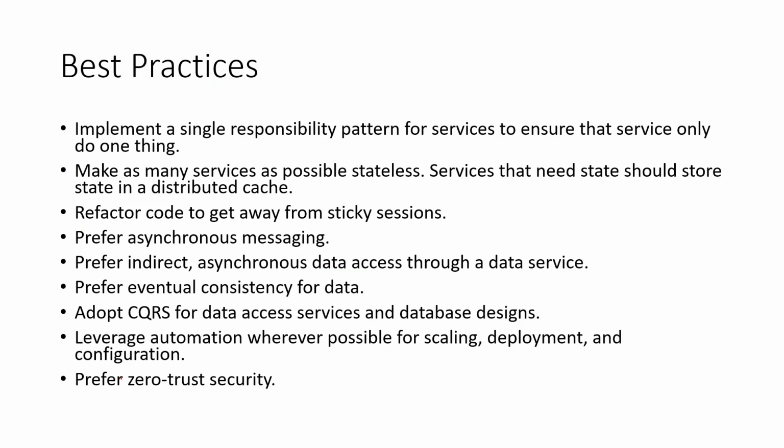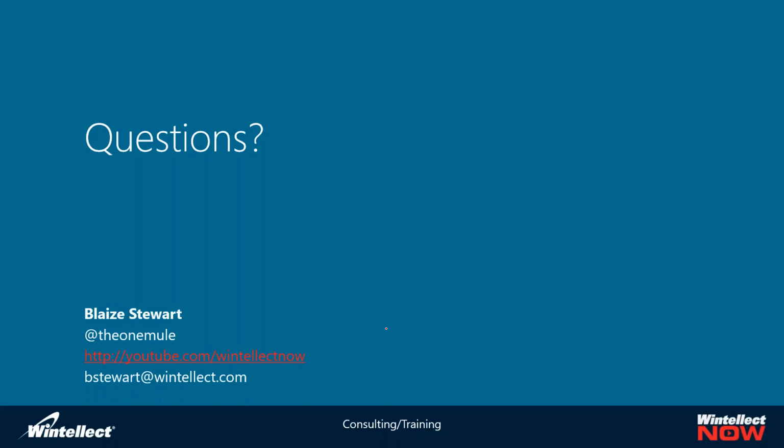Here's a list of best practices. I've already said most of this. The only one I would probably call out is adopt CQRS for data access, and just make everything asynchronous. So any questions? I know we're a little bit over time. I do want to take time for questions here. If you have questions, please put those in the questions over here, and I will gladly answer those here.